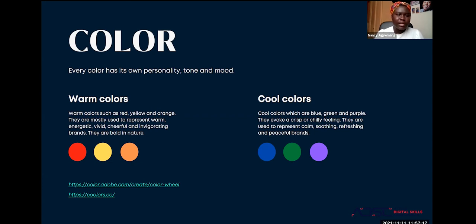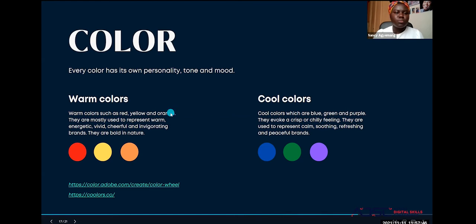Warm colors, such as red, yellow, and orange, are mostly used to represent warm, energetic, fun, playful, cheerful brands. So these colors are bold. And then we have the cool colors, which are blue, green, and purple, which evoke some chilly feeling and also some kind of trust and crisp feeling. So they are mostly calm, soothing, and refreshing, and very peaceful.